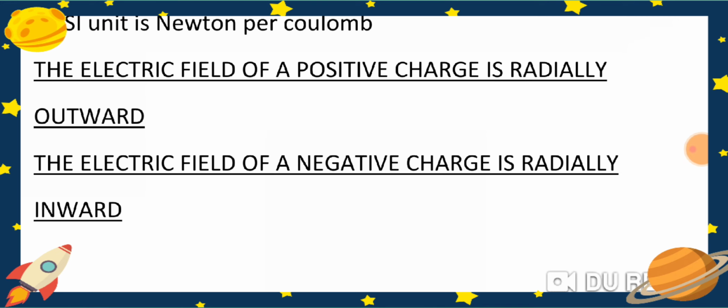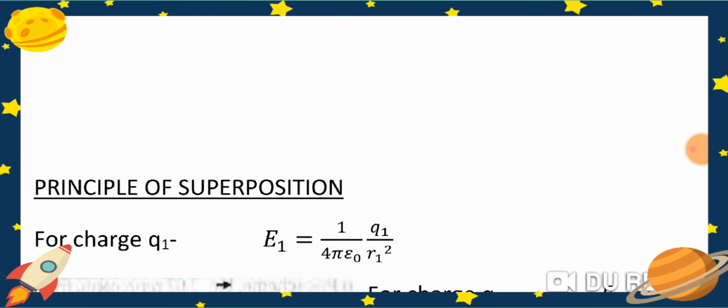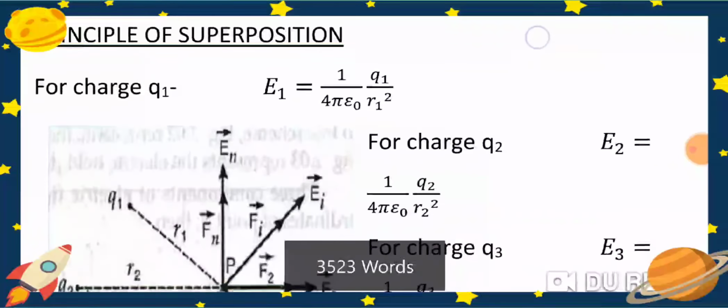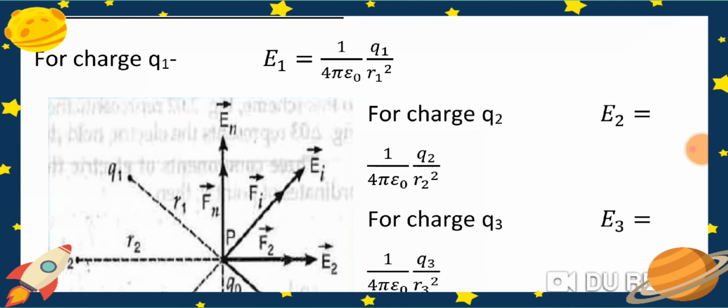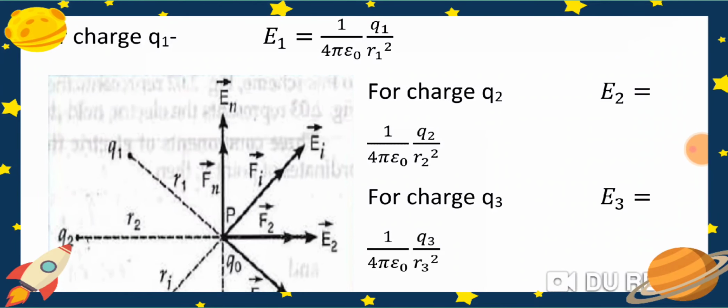So, now we come to our next topic, and the next topic is the principle of superposition. What does this topic tell us? We all know that the principle of superposition is applicable to vector quantities, and electric field and electric force are both vector quantities. It means the principle of superposition can easily be applied to the electric field as well.